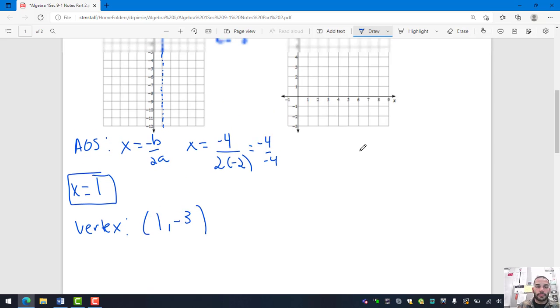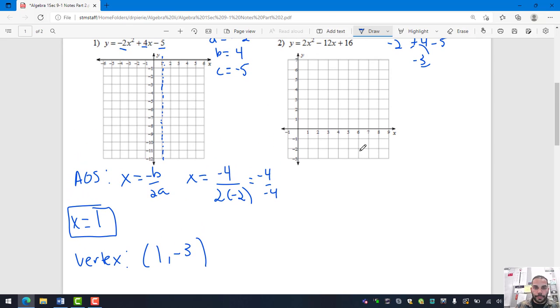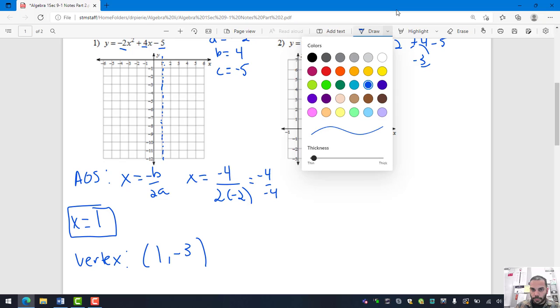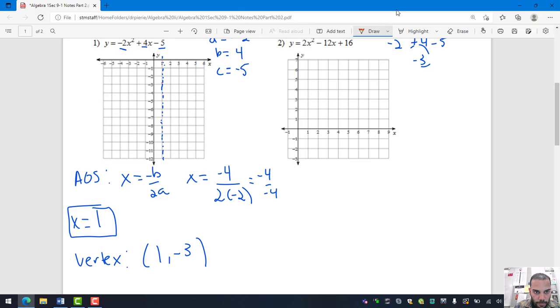It's going to be right there. So you plot that point. I'll change the color here. Plot the point 1 comma negative 3. Looks like it's right there.